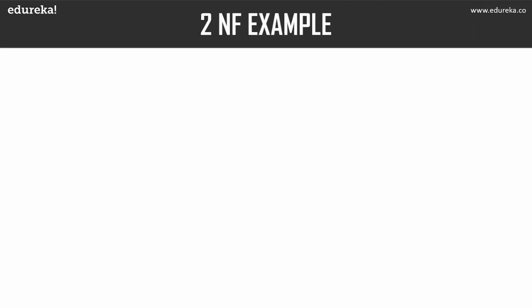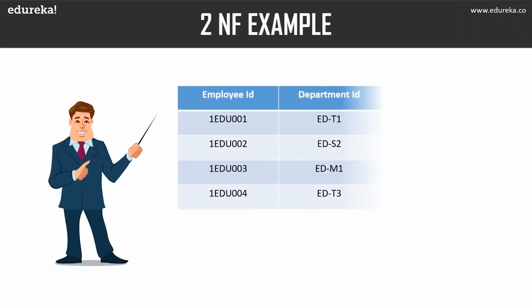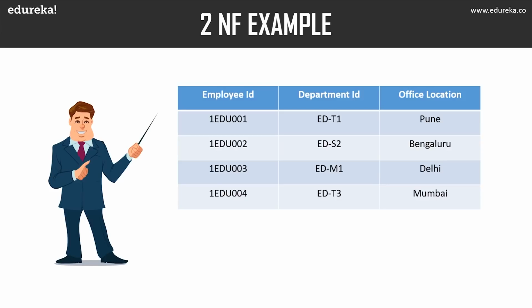To understand second normal form, let's consider this table. This table has a composite primary key. That is, employee ID and department ID make the primary key. The non-key attribute is office location. In this case, office location only depends on department ID, which is only a part of the primary key. Therefore, this table does not satisfy the second normal form.